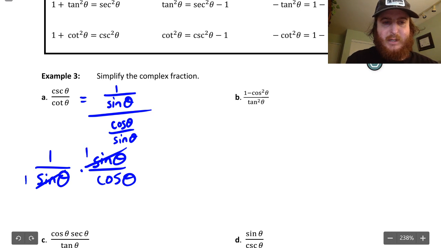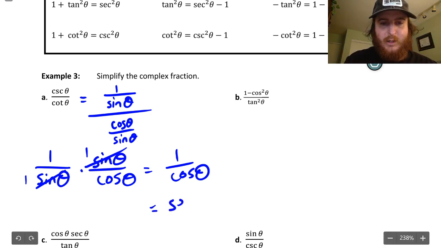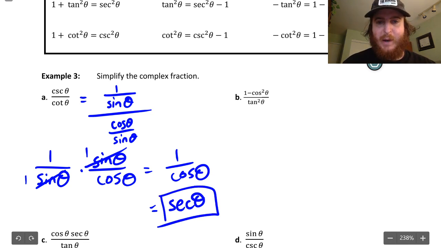The sine theta terms cancel out, so we get 1 over cosine theta. Now that's not our answer because we can simplify even more, right? What is 1 over cosine theta? We said that was defined as secant theta. So it's just a big puzzle where we just keep replacing it as much as we can.